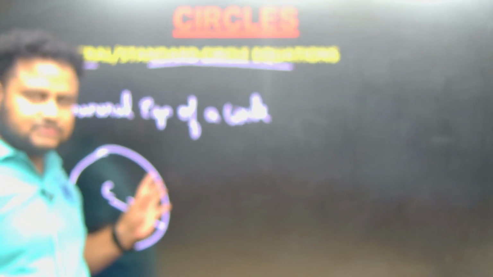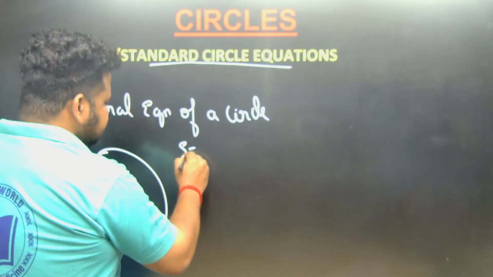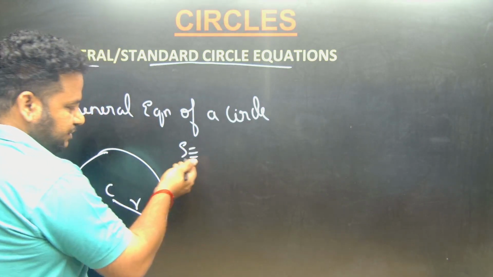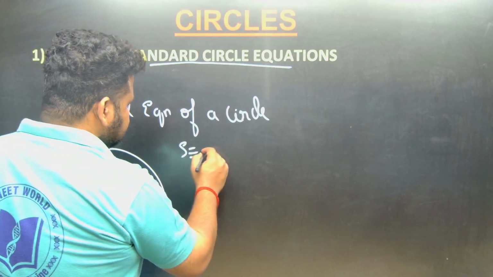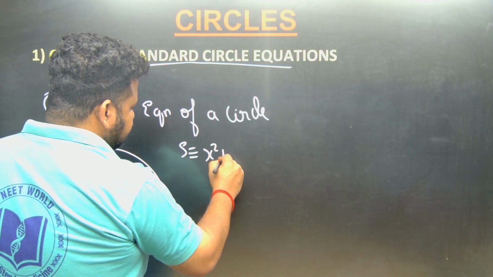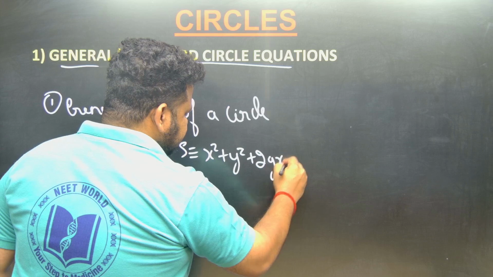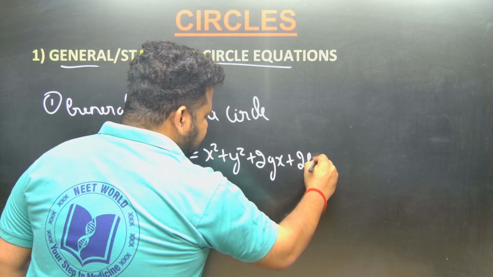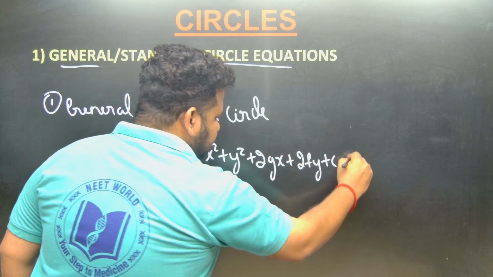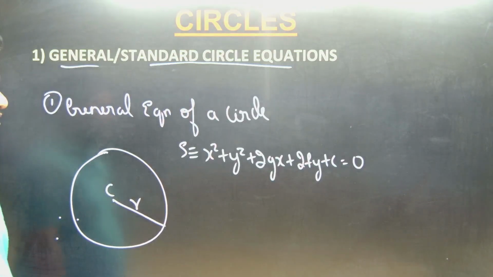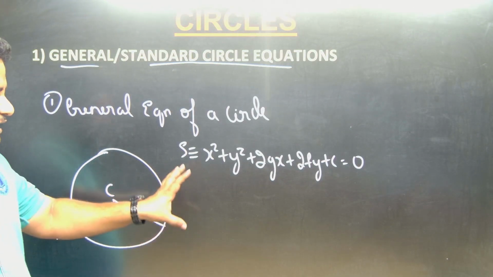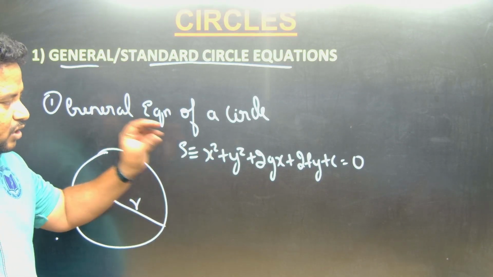So when it comes to circles, you should always focus on knowing the center and the radius of the circle. The general equation of the circle is given by S equals x square plus y square plus 2gx plus 2fy plus c equals 0. This is the general equation of the circle, used when the radius and center are not known directly.